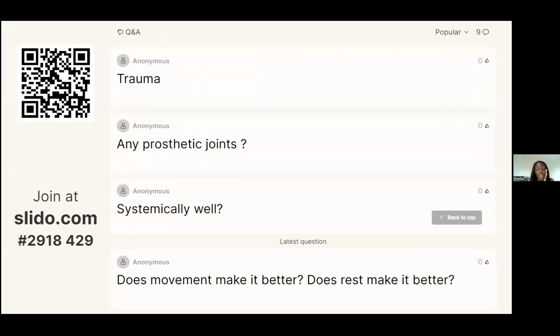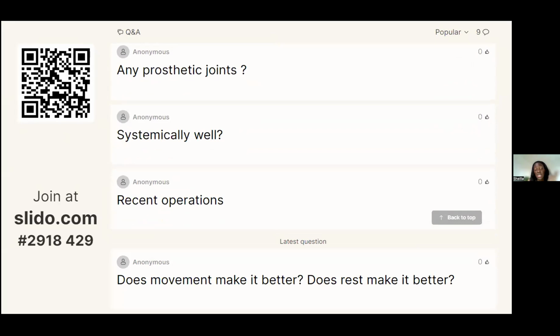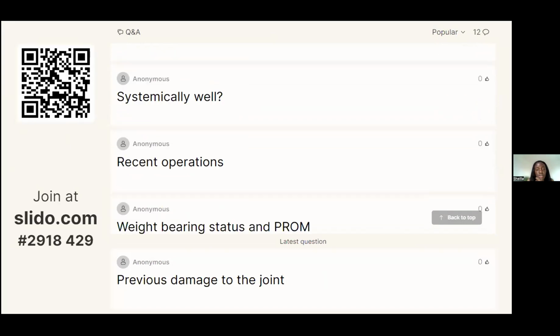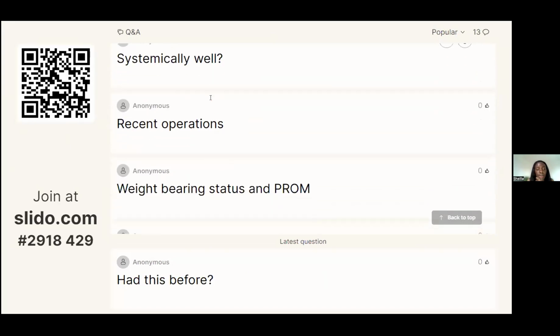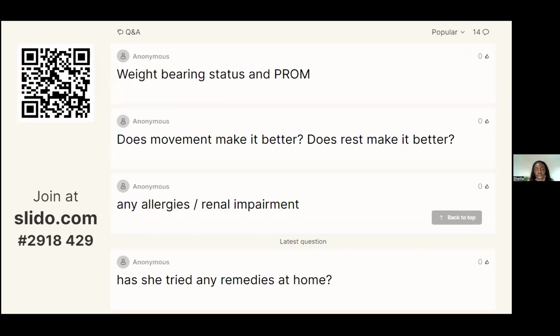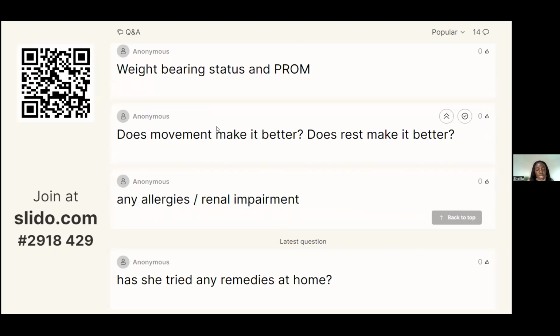Any prosthetic joints? No. Is she systemically well? She's otherwise well, but feels a bit rough because obviously she can't mobilize. But there's nothing in her observations that tells you that she's septic or anything. Weight-bearing status, she's off legs because of the pain. Does movement make it better? No, she's off legs because it's painful.